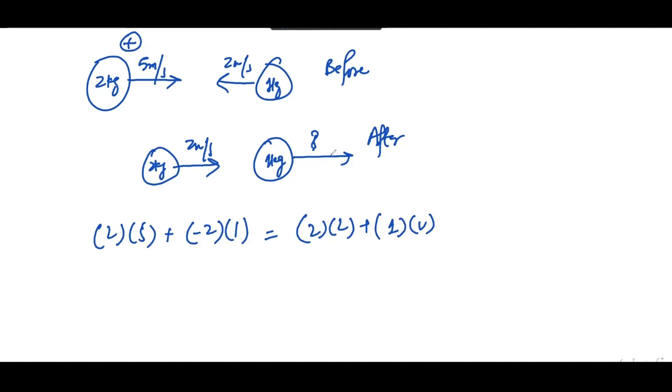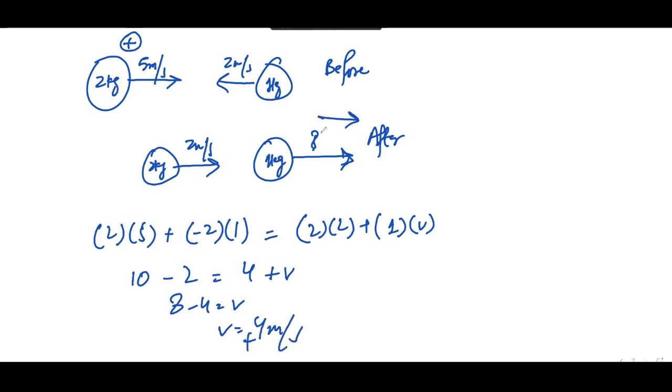Now I know that this is going to be positive because the examiner has given me the direction himself. I don't have to figure that out on my own. So what does that become? This becomes 10 minus 2 equals to 4 plus V. This becomes 8 minus 4 equals to V, and V becomes 4 meters per second. Positive value, meaning this is moving towards this direction.